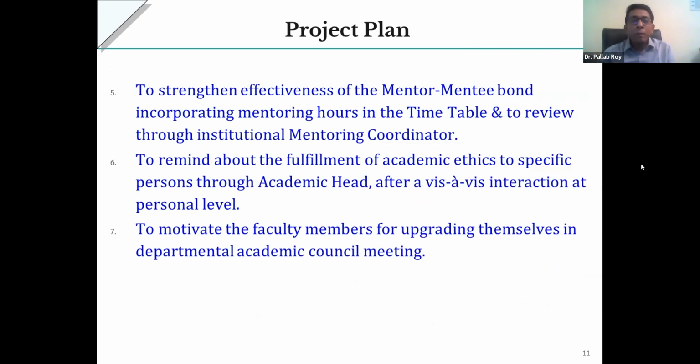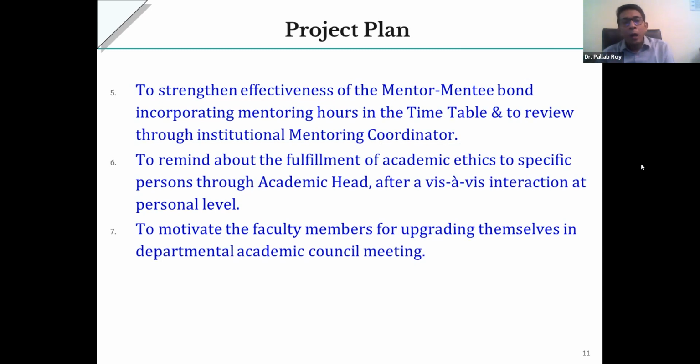And that's why, let me tell you that I am the timetable coordinator of the institute. So this time, once again, we have introduced mentoring hours in the timetable so that teachers will remain free at that time, students will remain free at that time, and they will get the opportunity to communicate with each other.